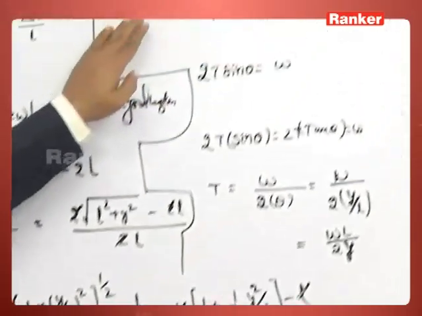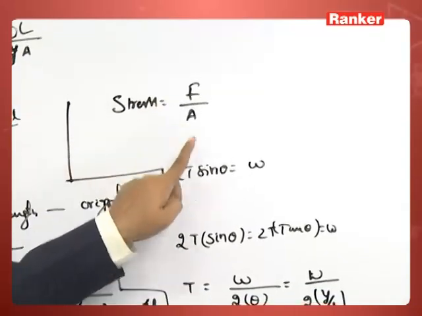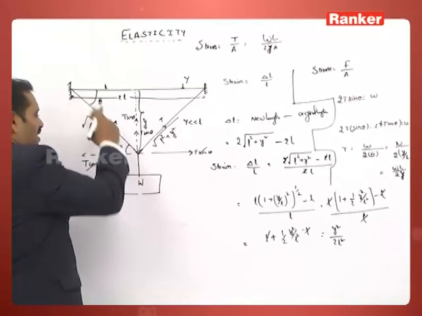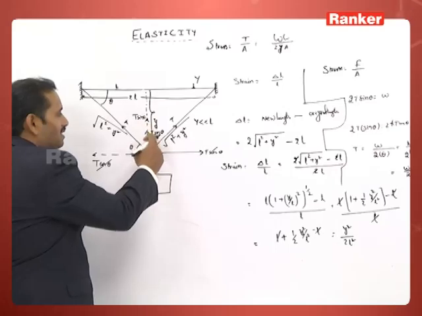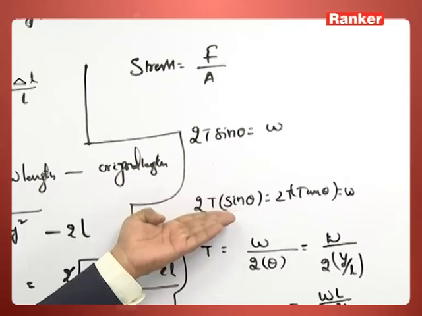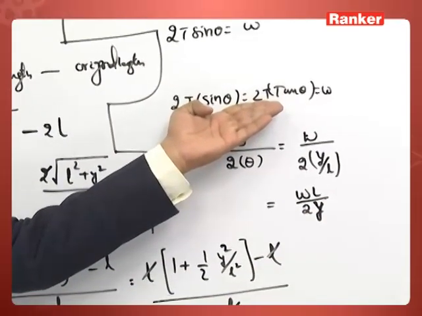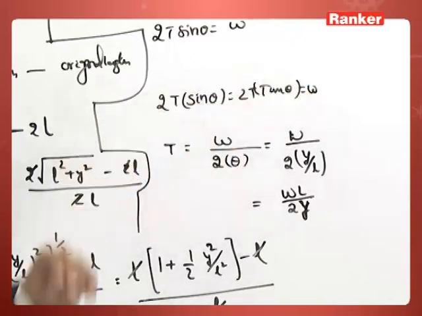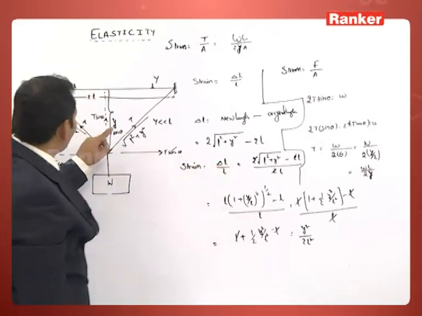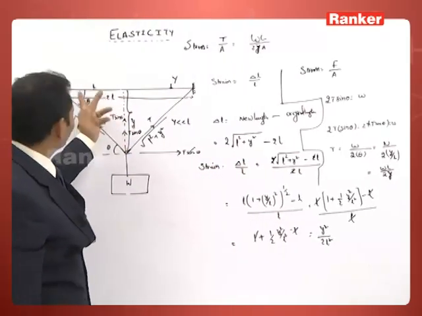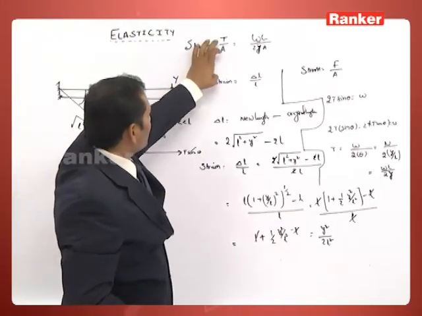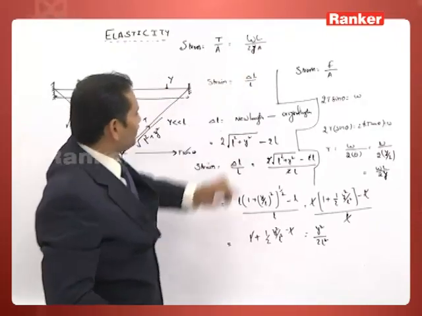Then next I want to calculate stress. Stress equals force by area. 2T sin theta. How did I get stress? Look at it please. T resolution. T cos theta cancelled. 2T sin theta equals W. Sin theta can be written as theta because theta is small. So T equals W by 2 theta. W by 2 into theta equals what? Tan theta is y by L, or arc length by radius, y by L. Then I got the tension. Stress I got T by A, WL by 2 into y by A.